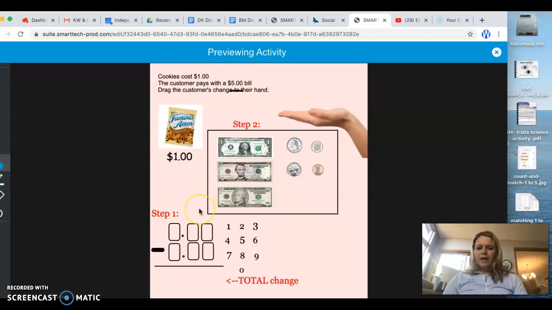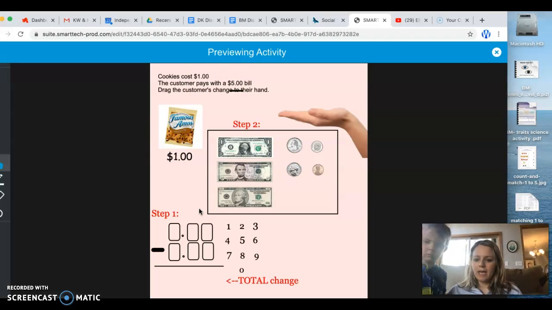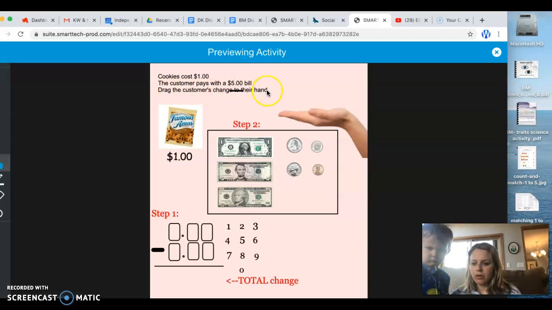All right, so we have a word little story here, and I have a helper today to help me with this, I guess. So we are going to look and read this. It says cookies cost $1. The customer pays with a $5 bill. Drag the customer's change to their hand.